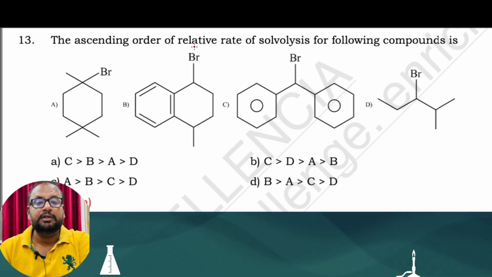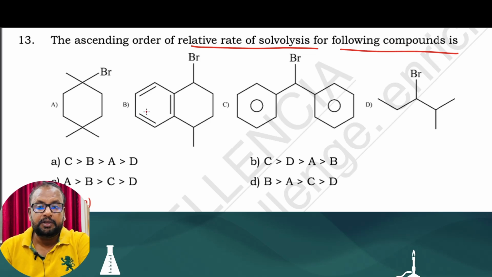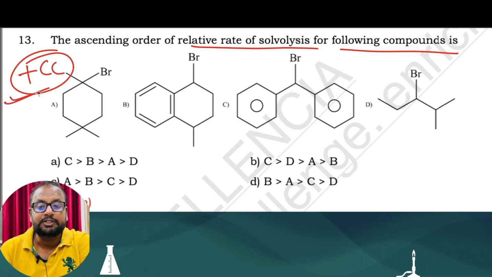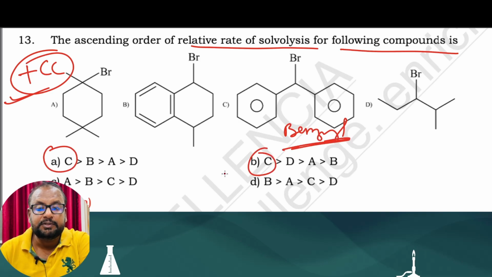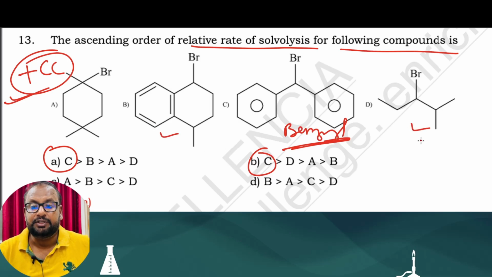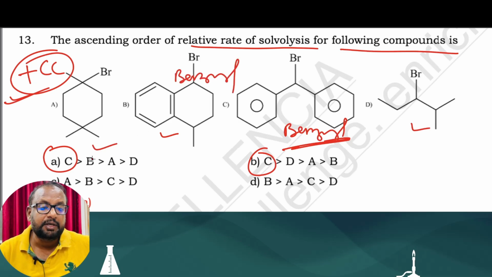Next, the ascending order of relative rate of solvolysis of the following compounds would be what? The compounds are given to us. We have to figure out which one is easily solvolyzed. Again, we have to check the carbocation stability and then give the answer. This is going to be benzyl, so solvolysis is very easy. Starting with C, we have two options. After C, should B come or D? This is also benzyl, so after this B will come. So the answer is the first option.